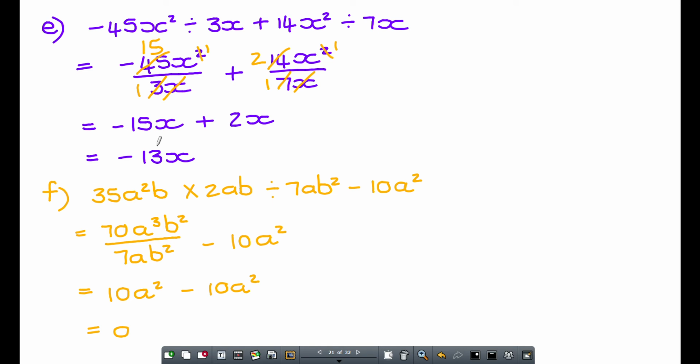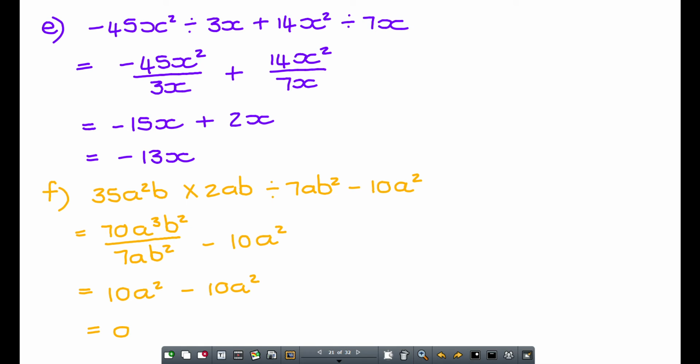And now you'll see that these two are like terms because they both have the unknown x. So I was allowed to go and say minus 15x plus 2x will give me the minus 13x. Do you guys all understand that? Any questions?